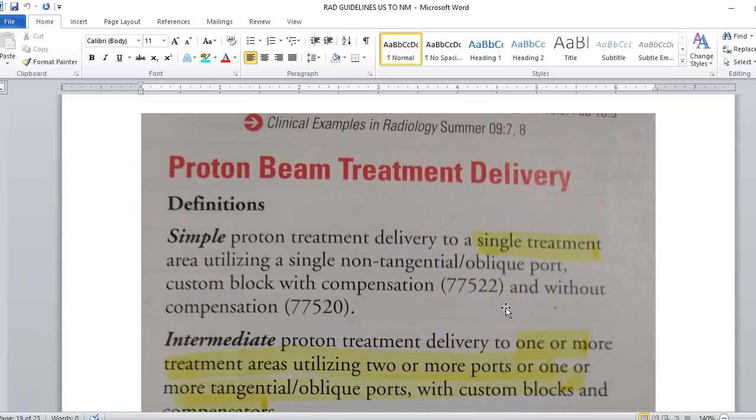Now, just want to let you know on page 481, there is a lovely table. If you don't want to use the table, you don't have to use the table. But it's a nice table if you want to kind of see how all of these codes work together.